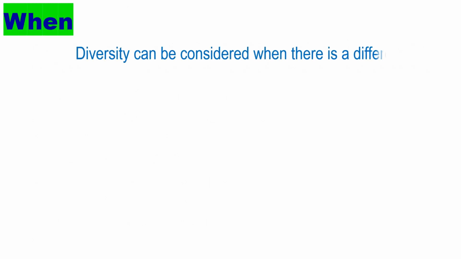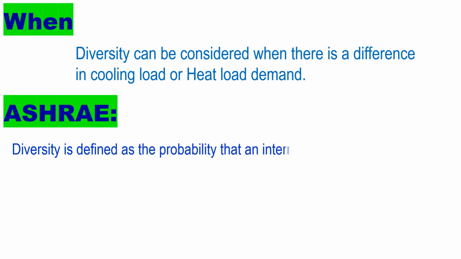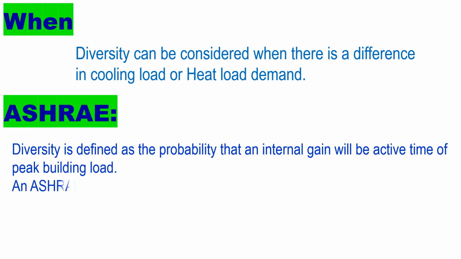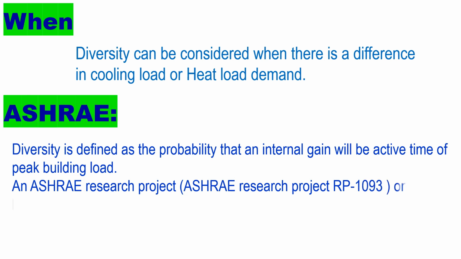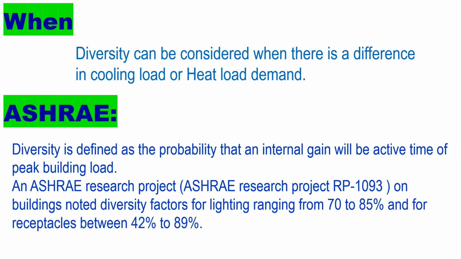When to consider diversity. Diversity can be considered when there is a difference in cooling load or heat load demand between indoor and outdoor. As per ASHRAE research project RP-1093, diversity is defined as the probability that an internal gain will be active at the time of peak building load. An ASHRAE research project on buildings noted diversity factors for lighting ranging from 70 to 85%, and for receptacles between 42% and 89%.